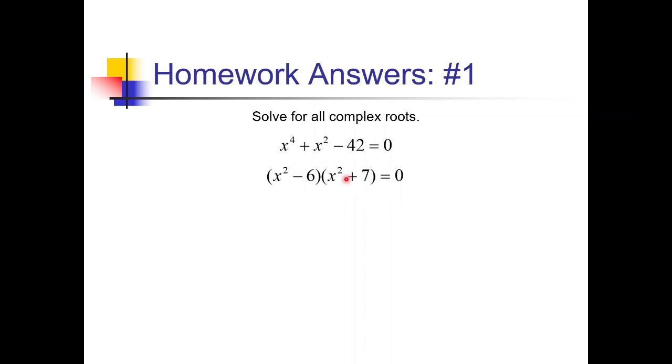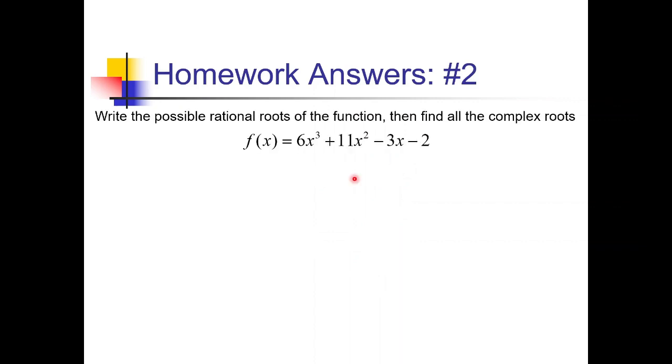And now I'll just set each of these individually equal to 0 and solve them, probably by square rooting. So first thing, we can write x squared equals 6. And then if I square root both sides, I have x equals plus or minus radical 6. Don't forget the plus or minus there. Over here, we can write x squared equals negative 7. And then square rooting on this one, we have x equals plus or minus i radical 7. We can take out an i because of the negative there. And that's it.